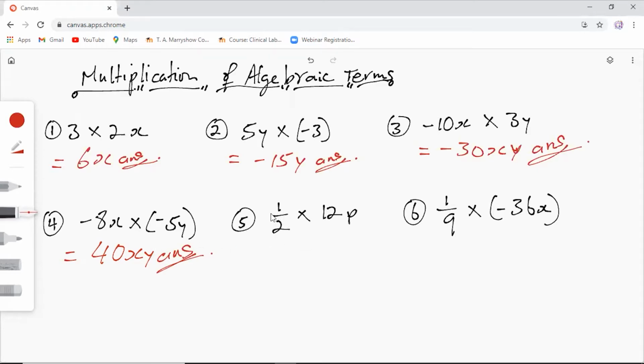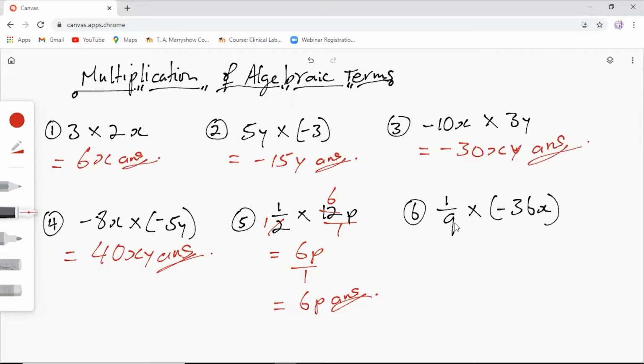Then number 5 involves a fraction, so half multiplied by 12p. This 12p here is the same as 12p over 1. So we can cancel 2 into 2, 1. 2 into 12 is 6. We cannot cancel anymore, so 1 multiplied by 6p is equal to 6p. And 1 multiplied by 1 is 1. So we get 6p over 1, which is the same as 6p. And that's our answer there, right?